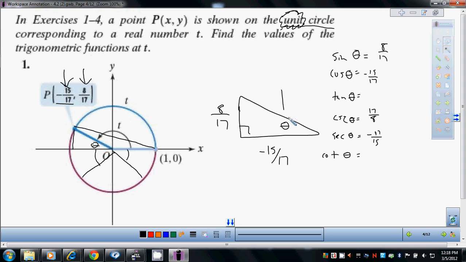Now tangent is sine over cosine, right? Or you can just look at this and do opposite over adjacent, but it's the same thing. So it's 8 over 17 divided by negative 15 over 17, which I'm just going to go ahead and flip and multiply. Was it 8 over negative 15? And cotangent is going to be the flip of that. Negative 15 over 8. Good question, Emily.